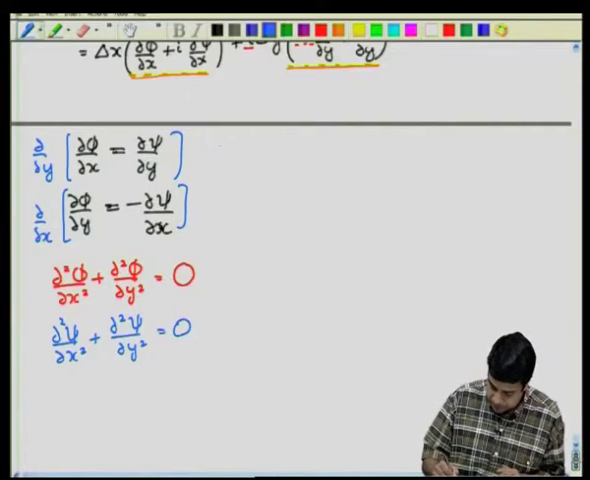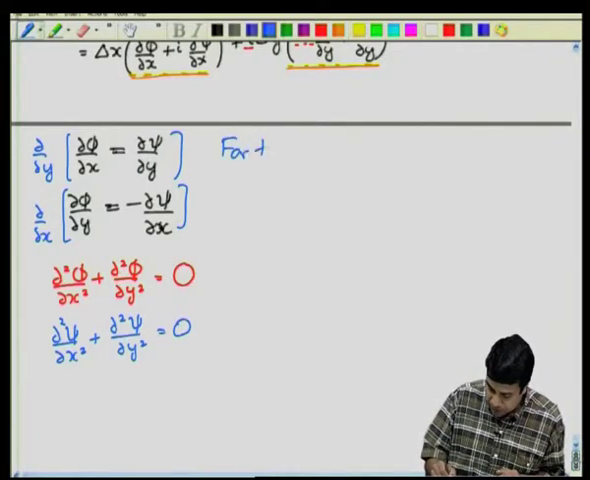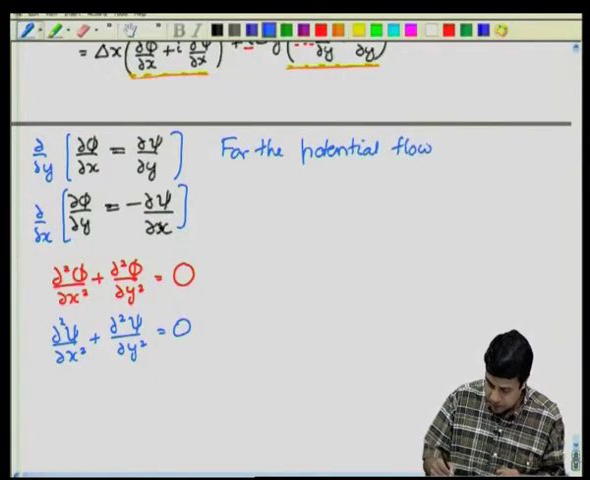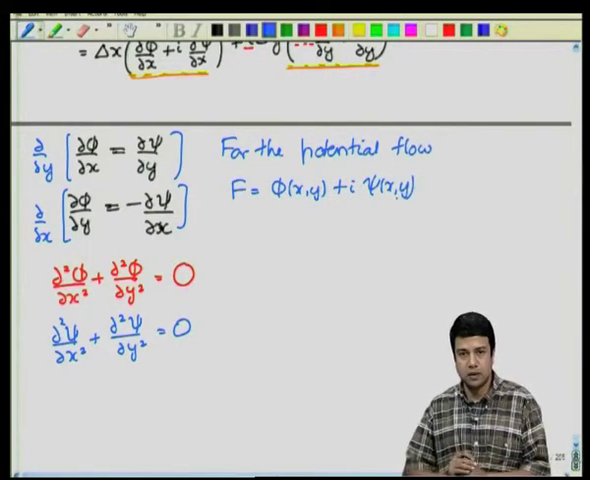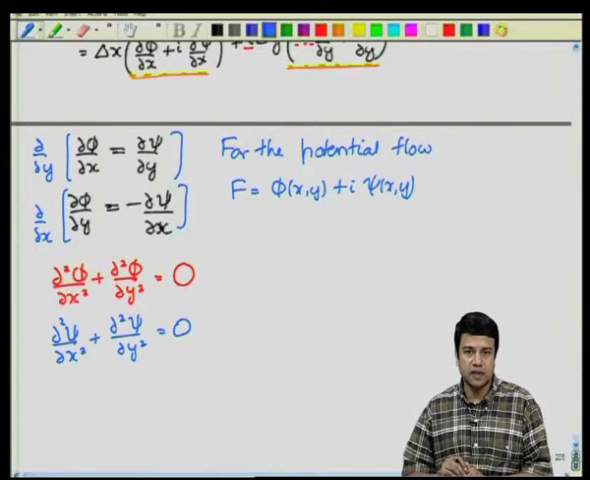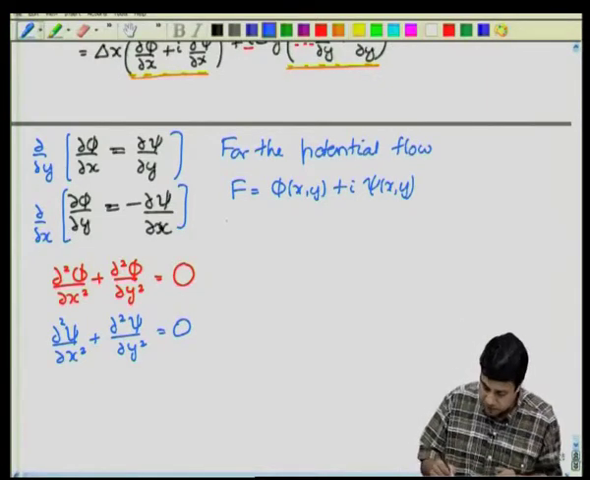So, for the potential flow, f is equal to phi of x y plus i psi of x y. We know both of them automatically satisfy the Laplace equation. I will choose phi as my potential function. So, potential function is phi.